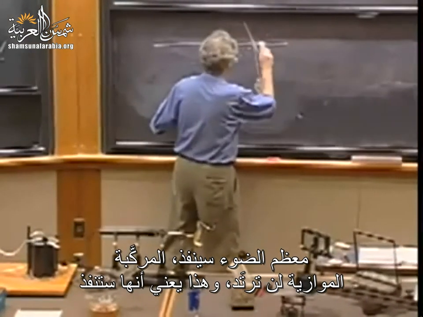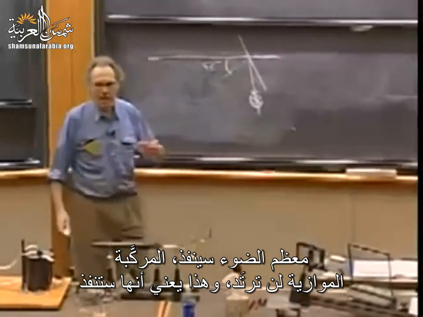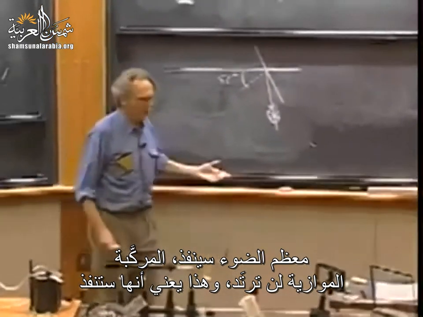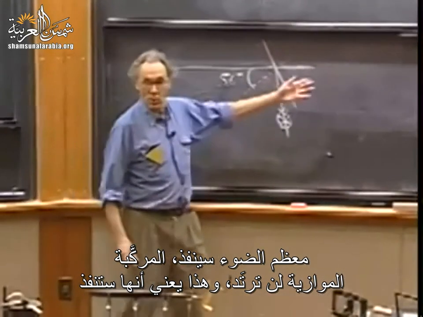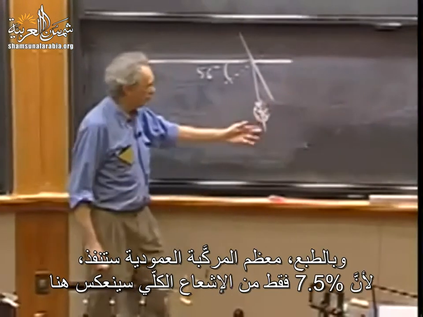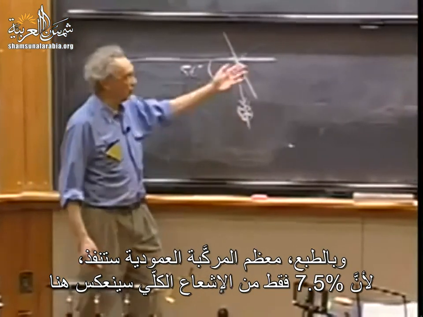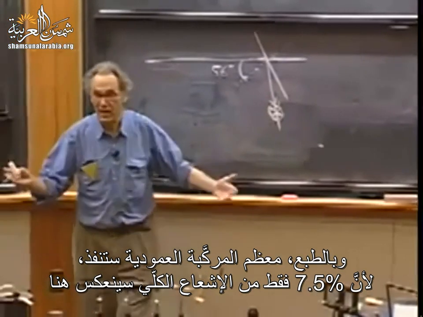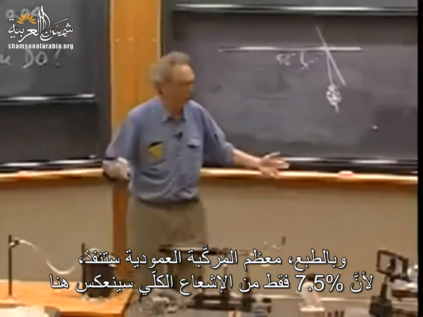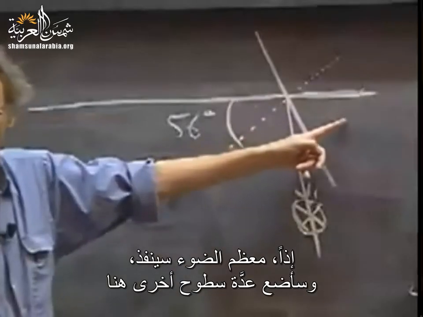Most of the light will go through. For one thing, the parallel component doesn't come out at all, so that means it goes through. And of course, most of the perpendicular component will still go through because only 7.5% of the total radiation comes out here. So most of it goes through.